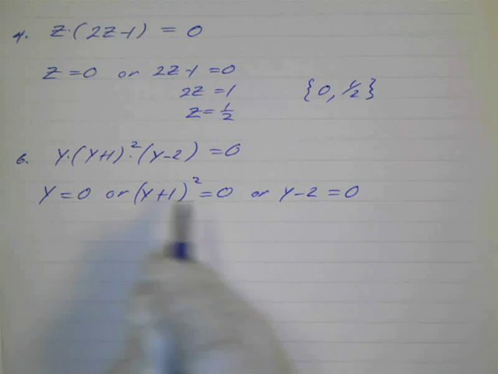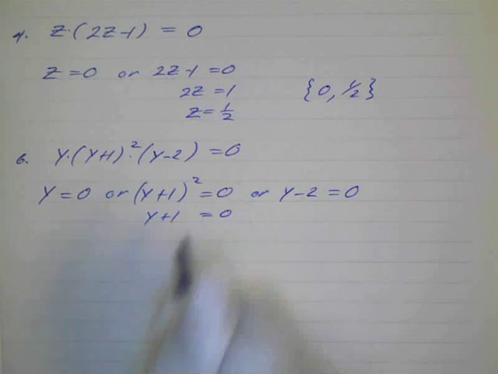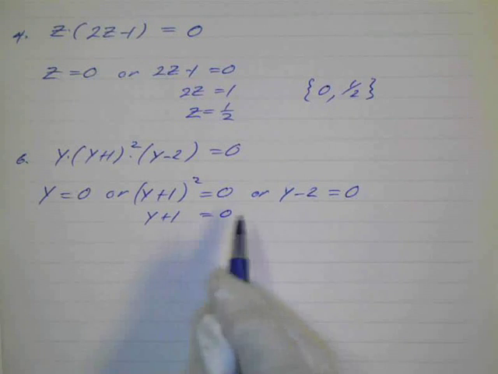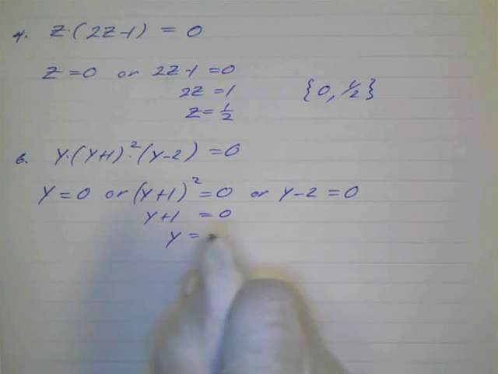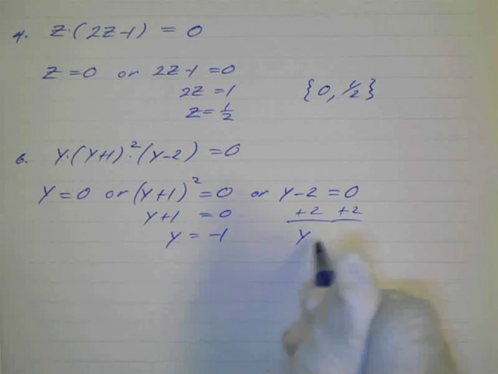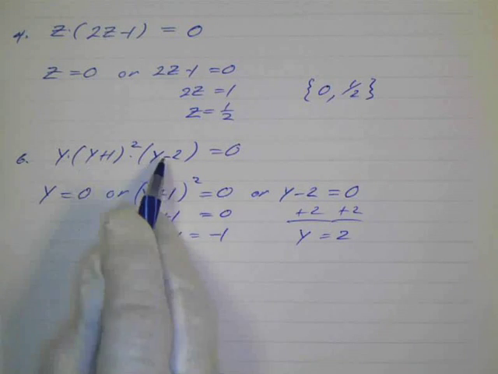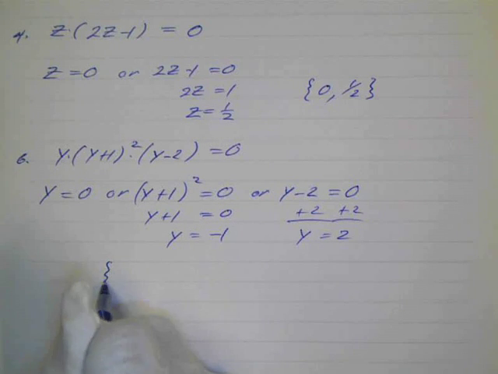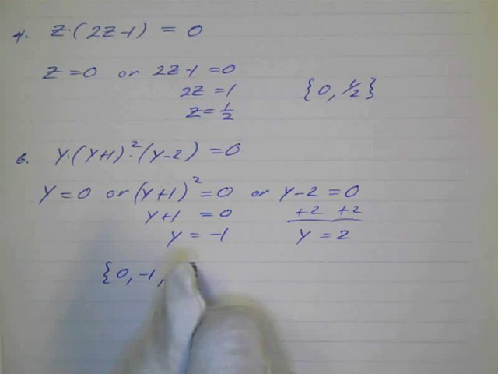Well, if something squared is equal to 0, that something would be 0. So this is like saying y plus 1 equals 0. Because what do you square to get 0? Well, you square 0. So y plus 1 would have to equal 0, and y would equal negative 1. Here we could just add 2 to both sides, and we get y equals 2. So those are your three possibilities. If you put 0, negative 1, or 2 into this equation, you'll get 0. The left side will equal the right side. So your solution set would be 0, negative 1, and 2.